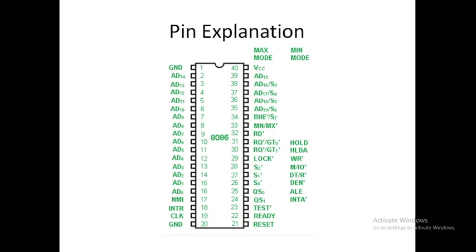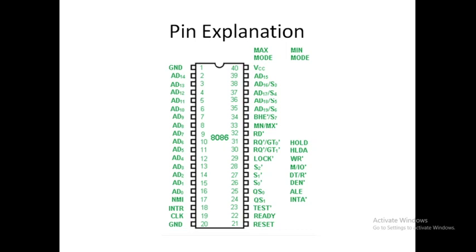Now the CLK pin, 19. The clock input provides the basic timing for processor operation and bus control activities. It's an asymmetric square wave with a 33% duty cycle, that is 33% on and 67% off.